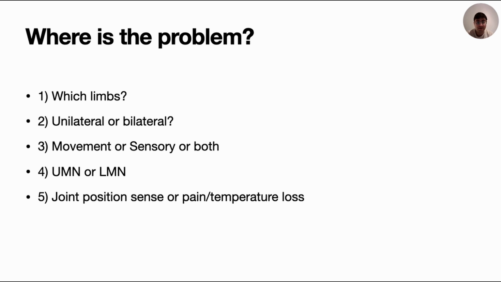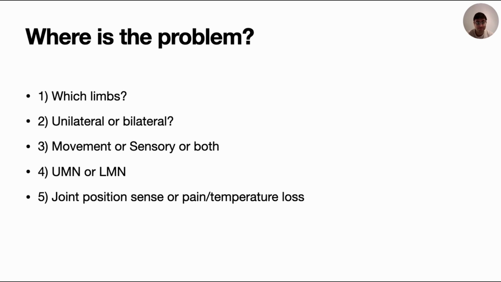In trying to figure out where a problem is, there are 5 main questions you want to be asking yourself. The first question you want to ask yourself very simply is which limbs are affected. Are we talking about the arms or the legs, or both arms and both legs, or perhaps just one arm and one leg on the same side? So that goes into whether the symptoms are unilateral or bilateral. The third question is whether the deficits involve problems with movement or sensation or both.